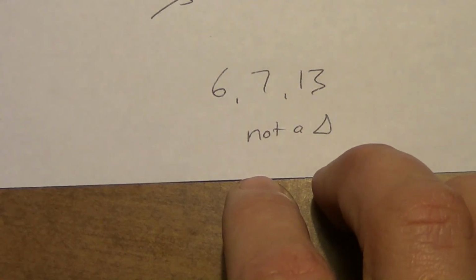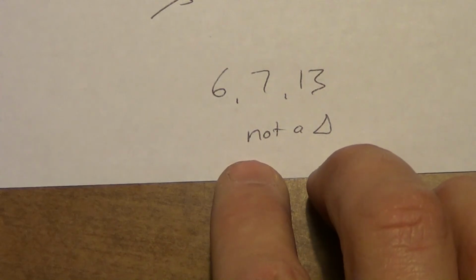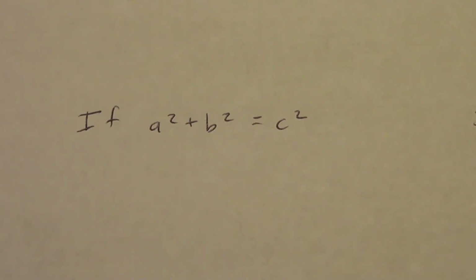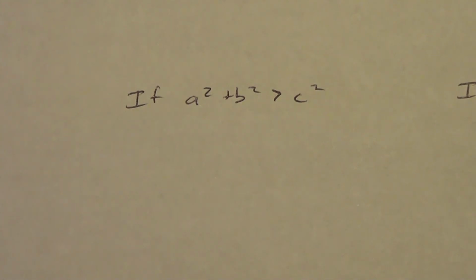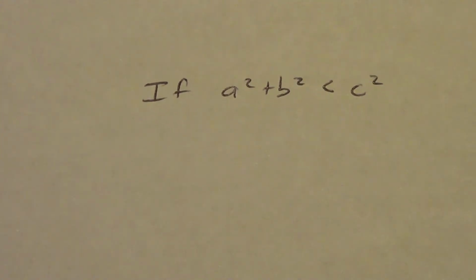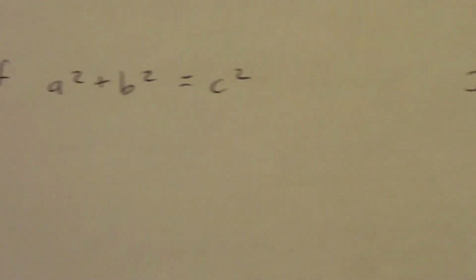Now we're going to have a little wrap up here, and we'll finish up the lesson. All right, so here we go. We got three options. If a squared plus b squared equals c squared, we have one thing going on. If a squared plus b squared is greater than c squared, we got another thing going on. And then if a squared plus b squared is less than c squared, we got another thing going on. So let's go back and look at each of these individually.